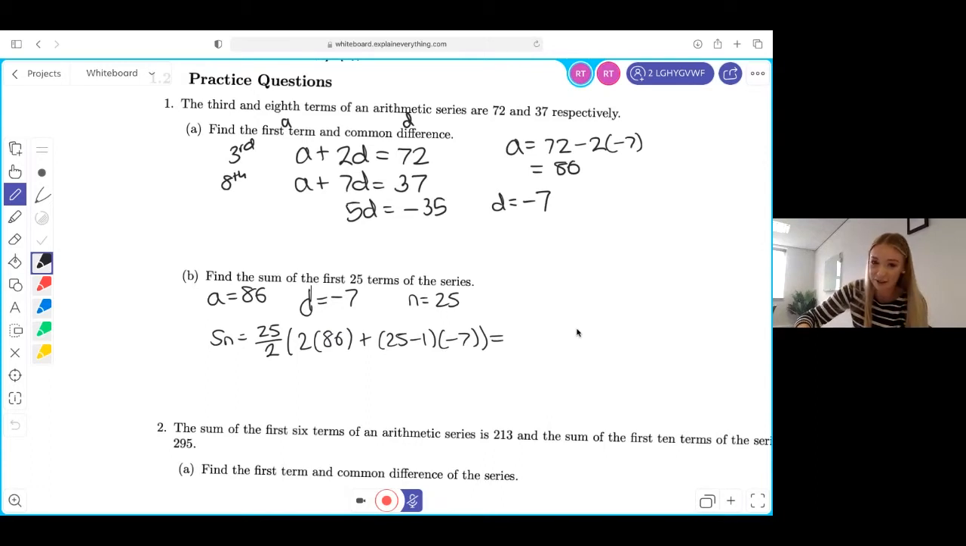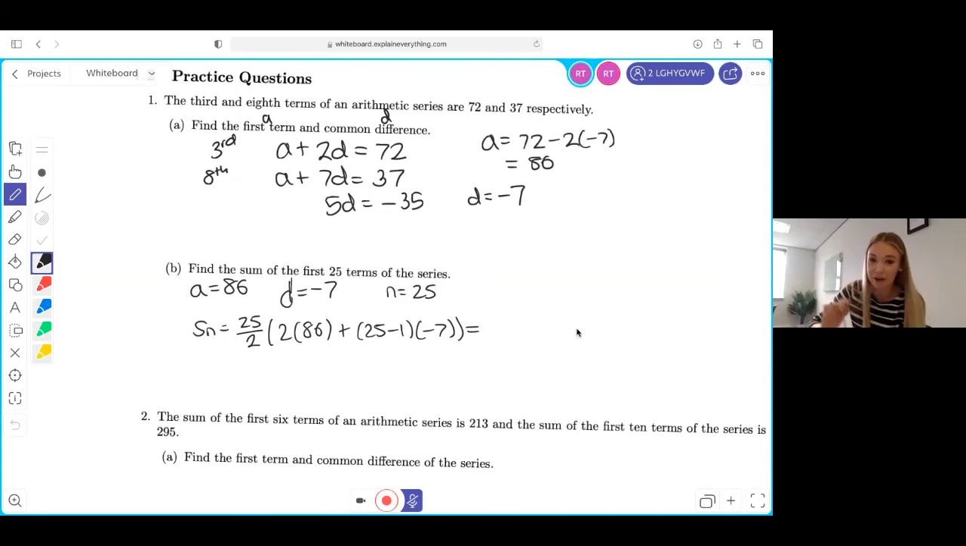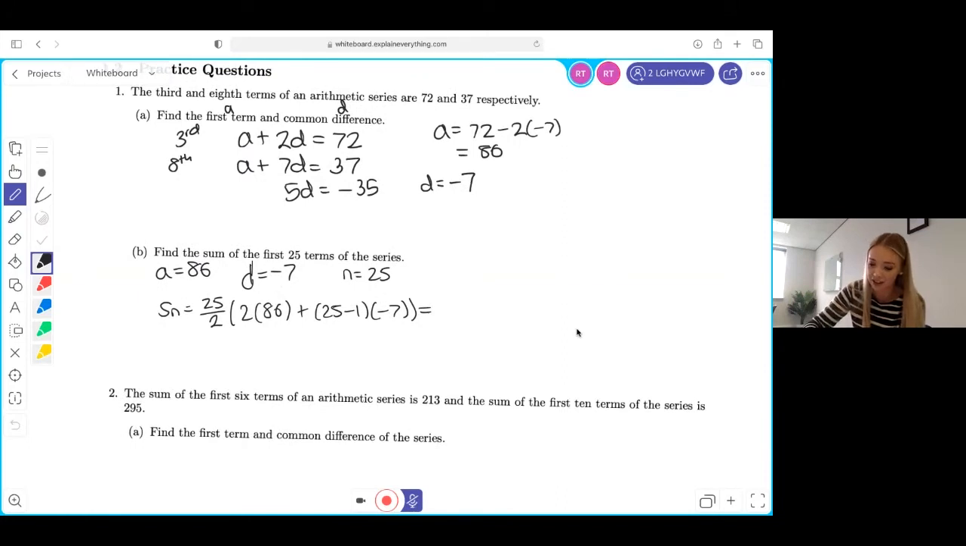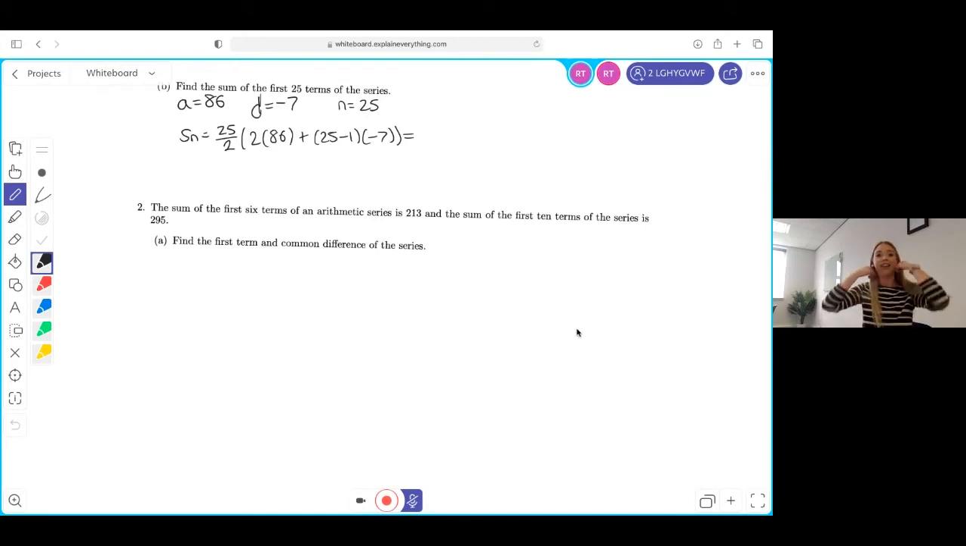So those two were quite nice to start with, but I wanted to look at some different styles of questions. So the next one that I want to do is just worded slightly differently. So we've got the sum of the first 6 terms of the series is 213, and the sum of the first 10 terms of the series is 295. So we just want to find, again, the first term and the common difference. So it's similar to the last one in that it's probably still simultaneous equations, but it's not in the exact same layout that we had before.